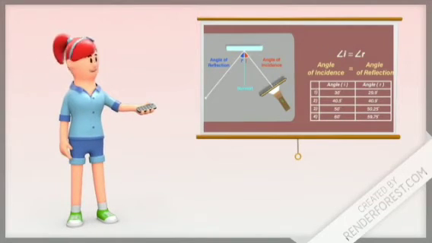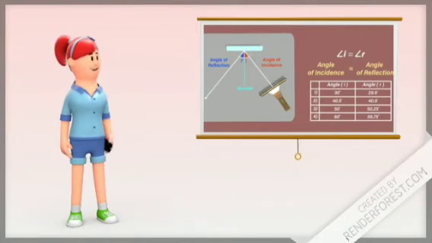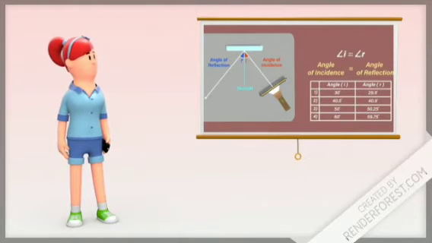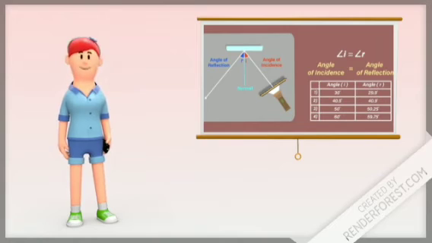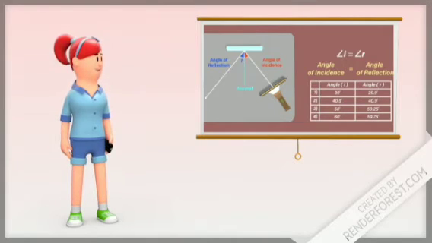Measure both the angles and again you will find that they are approximately equal. Take two more readings to complete this table. Do you notice anything strange here? The first law tells us that angle of incidence is equal to angle of reflection and not approximately equal.